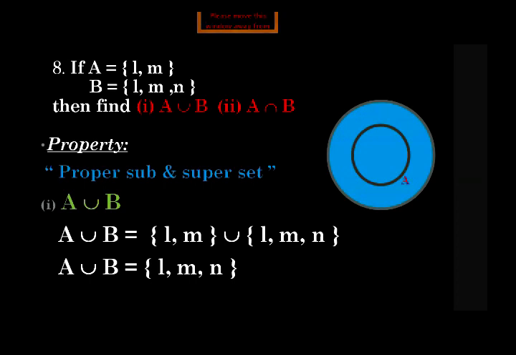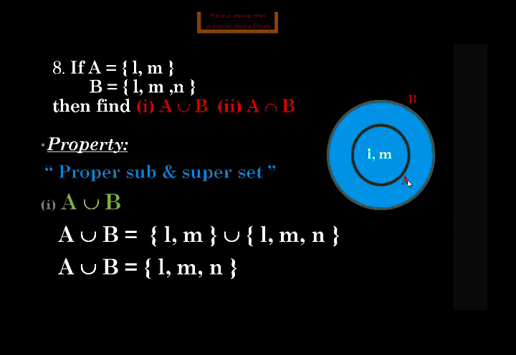The small circle represents set A and the large circle represents set B. Again, I am repeating: this large circle represents set B and the small circle represents set A. Because you can see here, the large circle is the superset B and the small one is the subset A. Now put the elements.